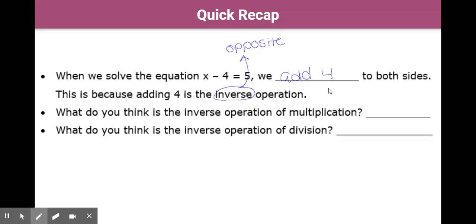What do you think the inverse operation of multiplication is? Division. Multiplication and division undo each other. What do you think the inverse operation of division is? Multiplication.